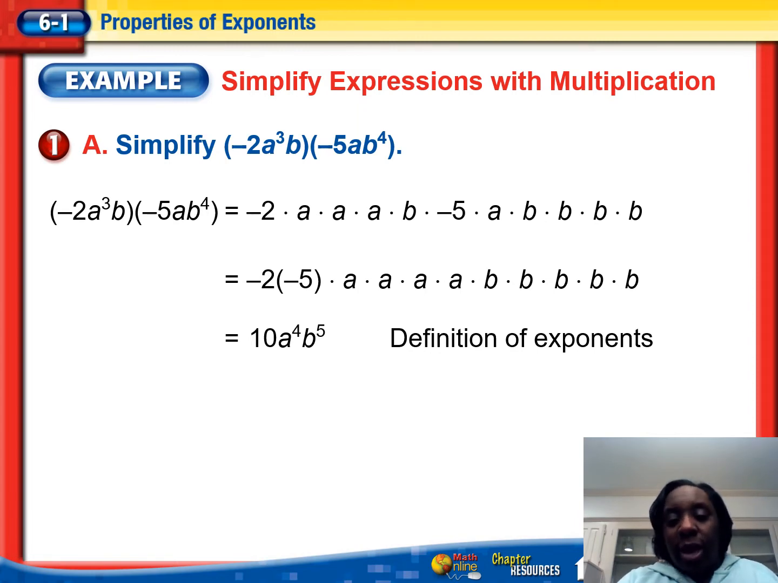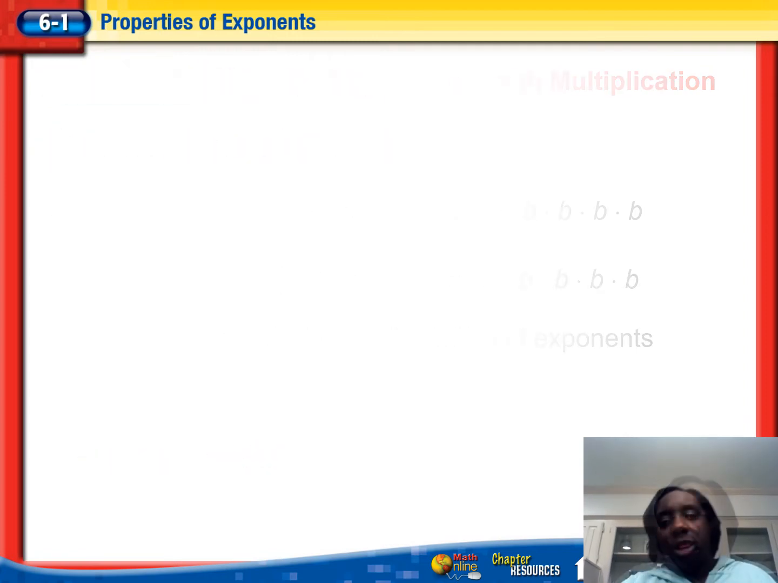And I have this issue too with kids. That 4 is only with the b. It is not with the a. The a is to the first power. So a to the third and a to the first, that's 3 plus 1, that's a 4. b to the first and b to the fourth being multiplied is 1 plus 4, that's b to the fifth. So easy to get.